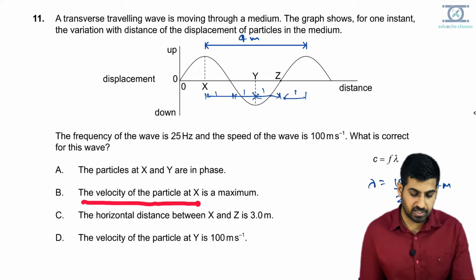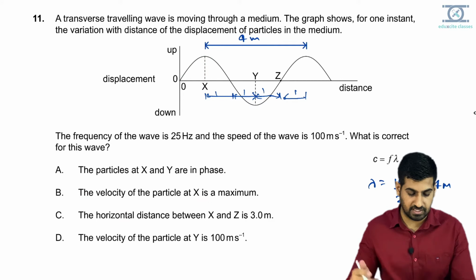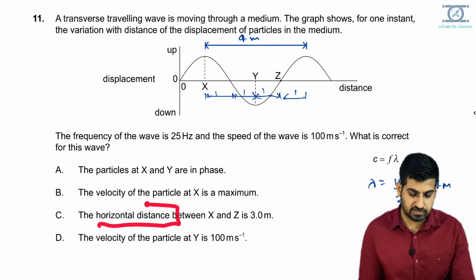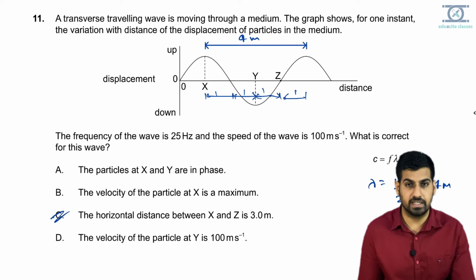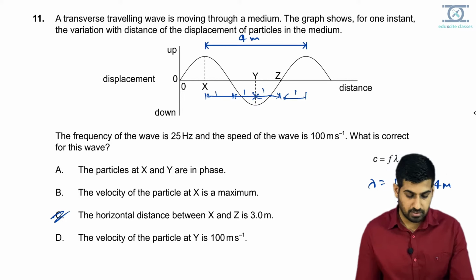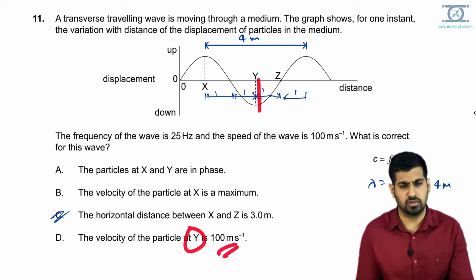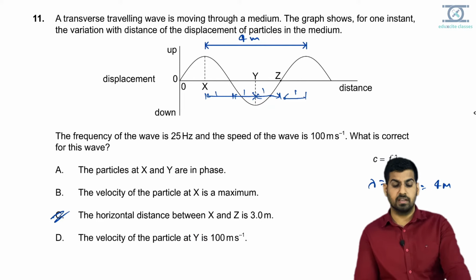The velocity of the particle at X is maximum? No, the displacement is maximum. The horizontal distance between X and Z: so you can say 1, 1, 1, that is 3 meter, that is the right answer. So C is the right answer for question number 11. For D, the velocity of the particle at Y is 100? No, the particle velocity will not remain the same.